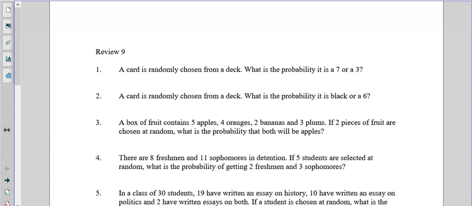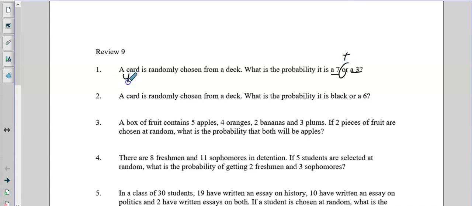All right, so the review for the Chapter 7 test. A card is randomly chosen from a deck. What is the probability that it is a 7 or a 3? Now, with a 7 or a 3, there is no doubling up. The 7 is a 7 and the 3 is a 3. So it's two totally different numbers. Remember, anytime we see an or, we're going to be adding.